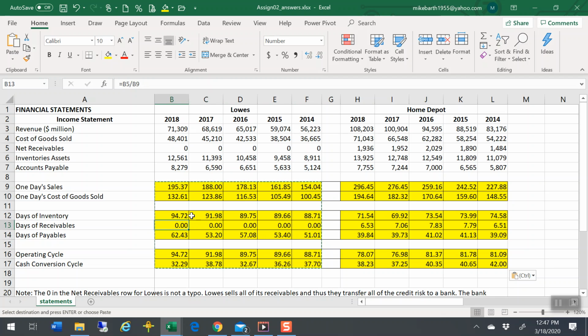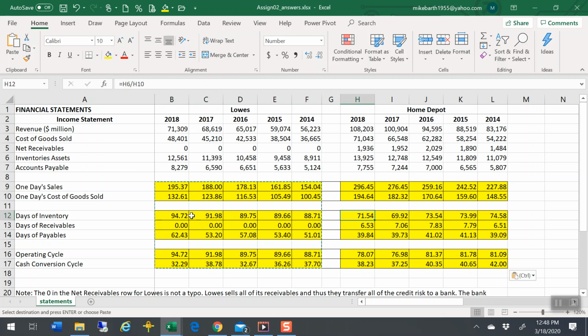They don't have any receivables. That's because they sell all their receivables to a third party who pays them cash on the barrelhead and then does all the work to manage and maintain it. And that takes the receivables off of the balance sheet for Lowe's. The operating cycle is roughly 90, 95 days. And the cash conversion cycle is reduced down to a little over a month simply because they have 2 months' worth of payables out there. And that number has been going up.